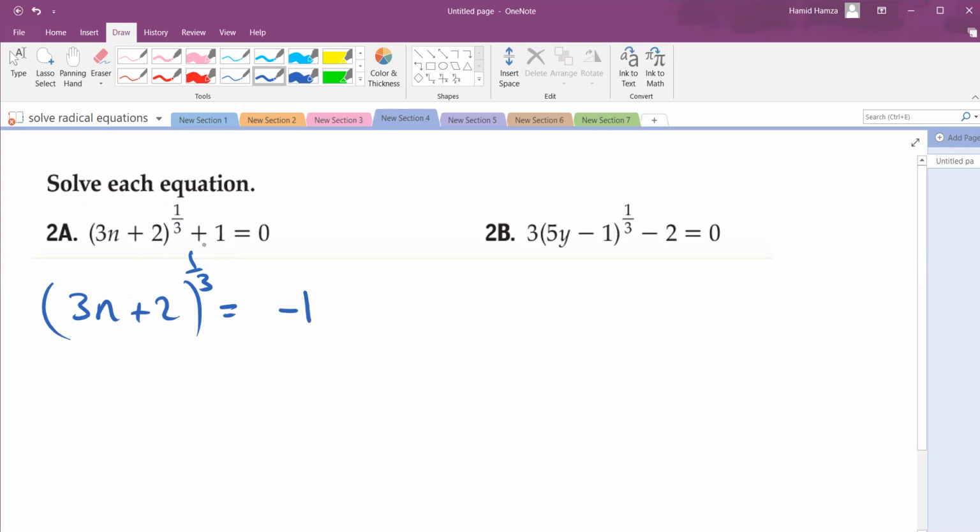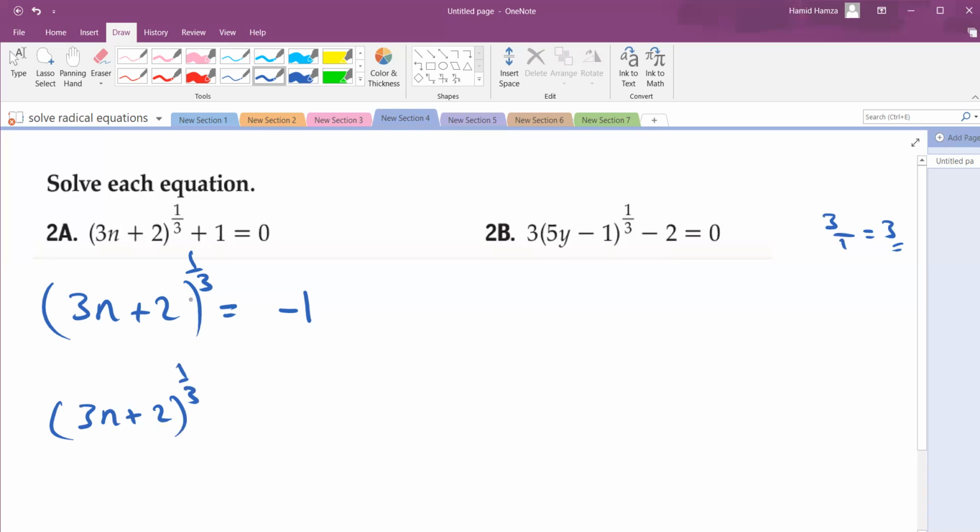Now, how to remove a power, guys? To remove the power, we need to raise the equation to the reciprocal of the power. What is the reciprocal of this power? The reciprocal of 1 over 3 is 3 over 1, which is 3. That means I raise the equation to power 3.